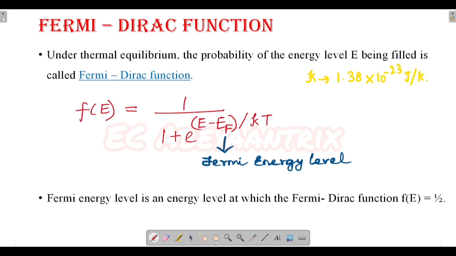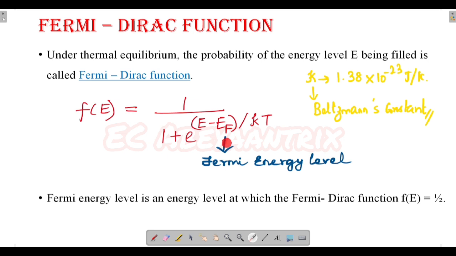It's an important constant mainly in the semiconductor industry, so kindly take a note of it. The Boltzmann constant is 1.38 into 10 power minus 23 joule per Kelvin. And EF is the Fermi energy level.